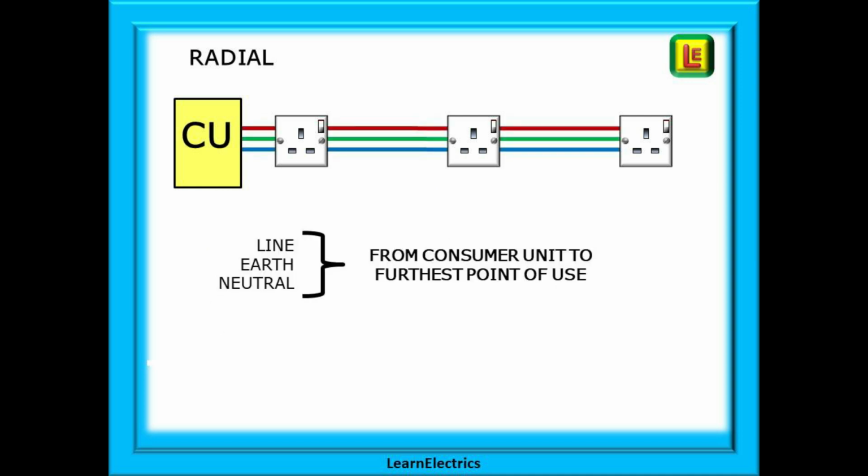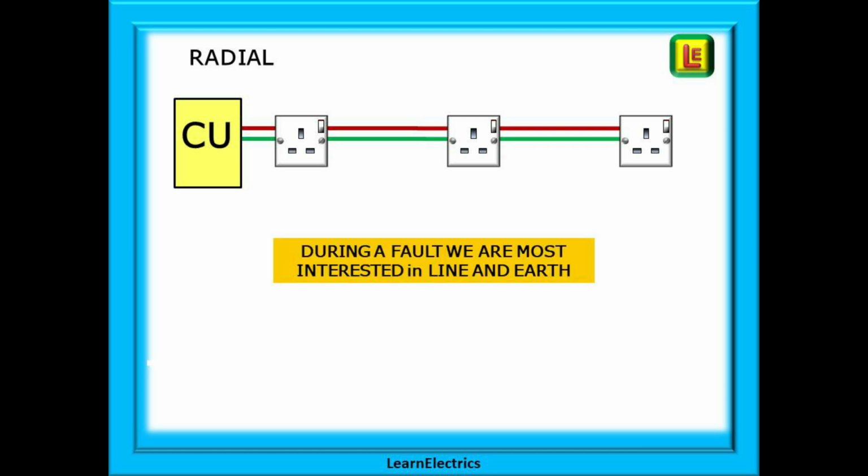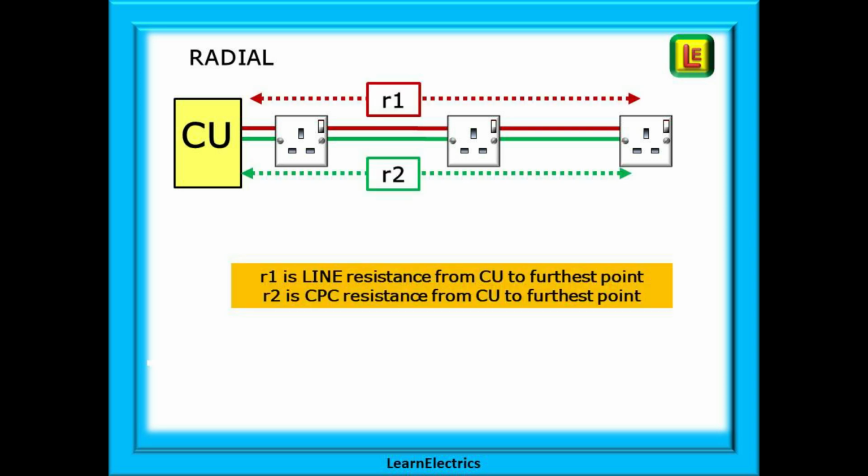We can show the three conductors in the twin and earth here, and during a fault we are most interested in line and earth, or the CPC as we should call it. For clarity, we will leave the neutral wire off the following drawings, but just remember that it will be there for normal operation of the circuit. The resistance measurement of the brown or line wire from the consumer unit to the furthest point and all the points in between is called little r1, and the resistance of the CPC wire is called little r2.